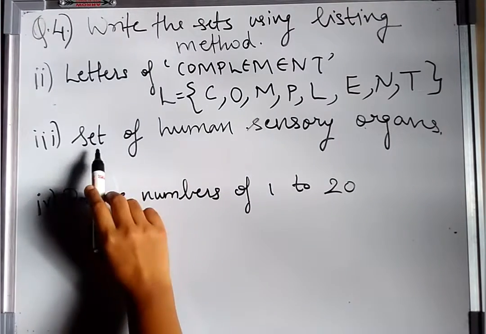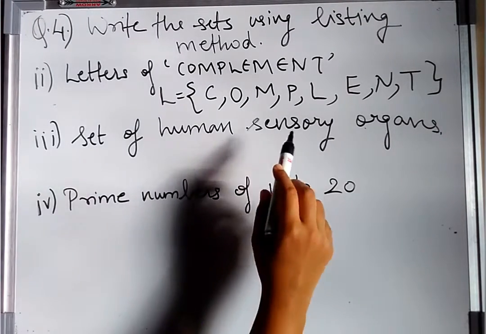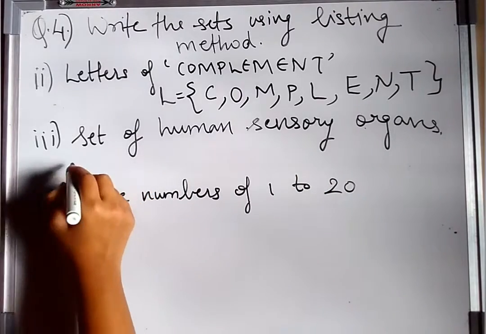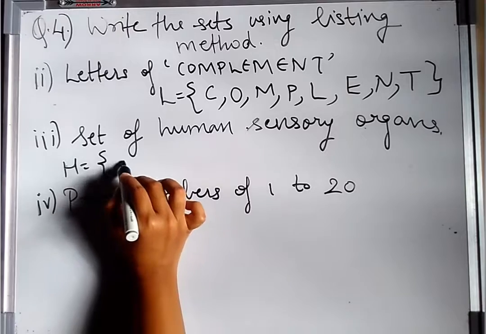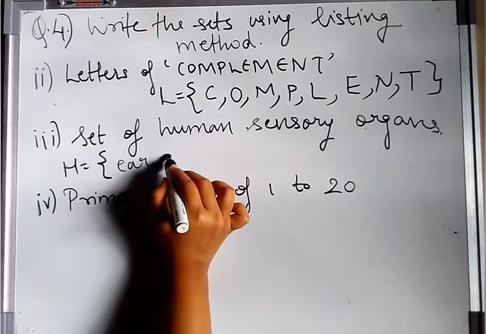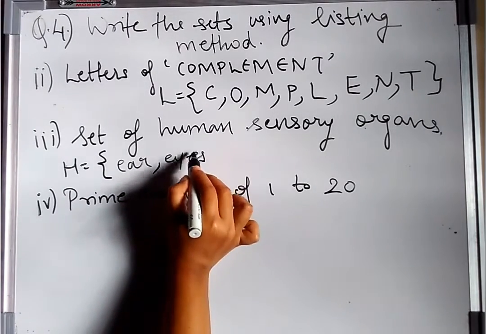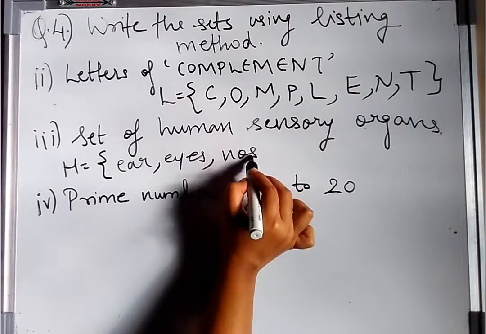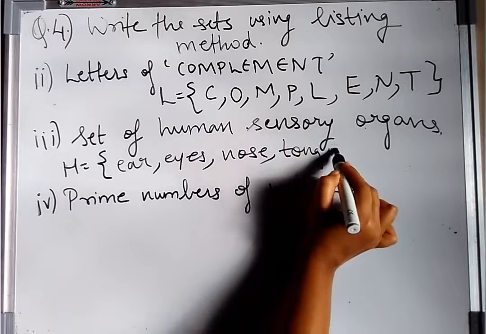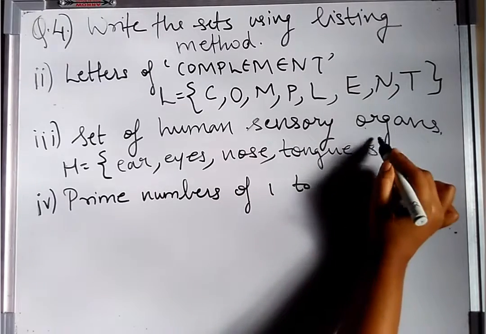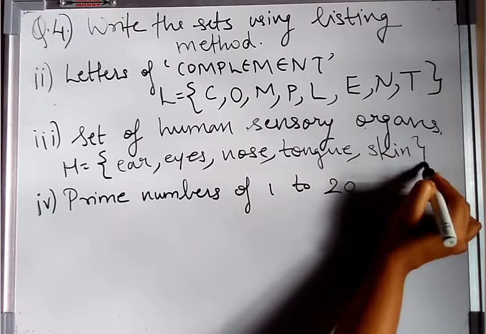Okay. Now the next one is set of human sensory organs. Okay, this is also simple. I will name it as H. Which are the human sensory organs? I have to just list them out. Ear, eyes, nose, tongue, and finally skin. 5 sensory organs.